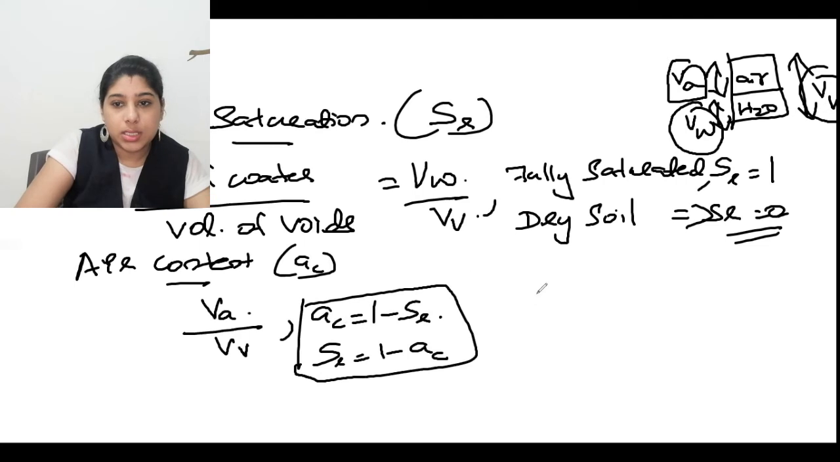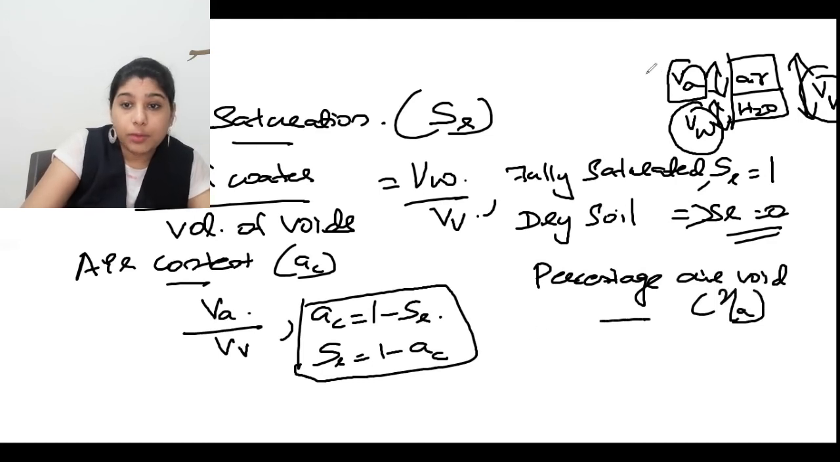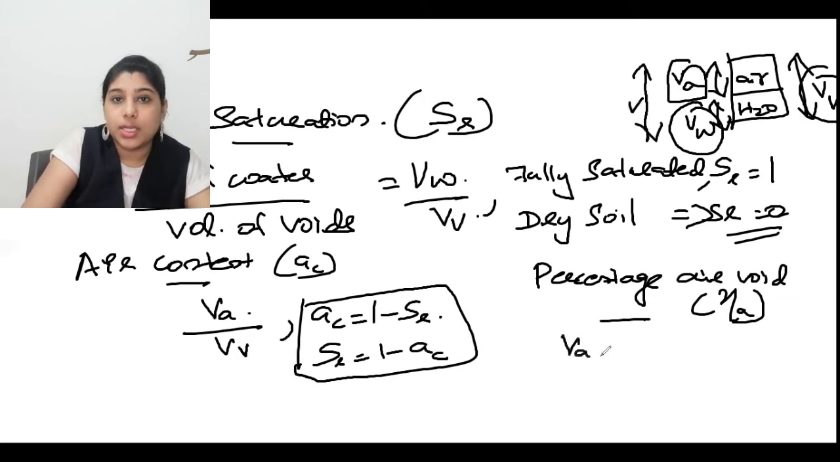Last, percentage air void, that is nA. Here we are considering the total volume. So percentage air void means the volume of air by the total volume, and as it is percentage, we have to put into 100.